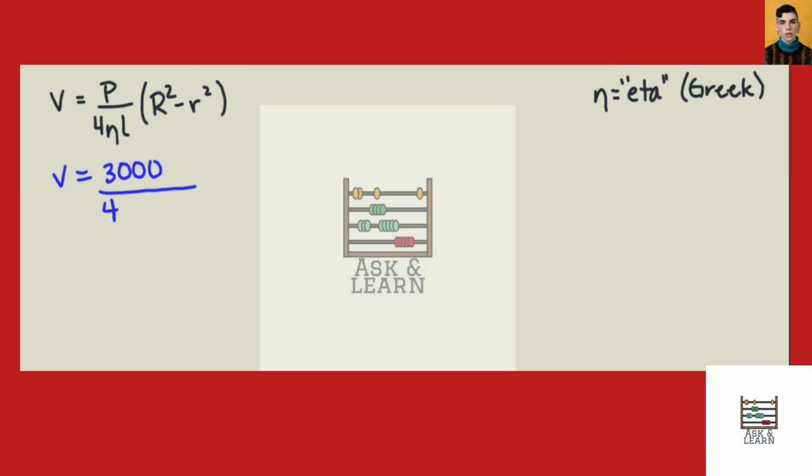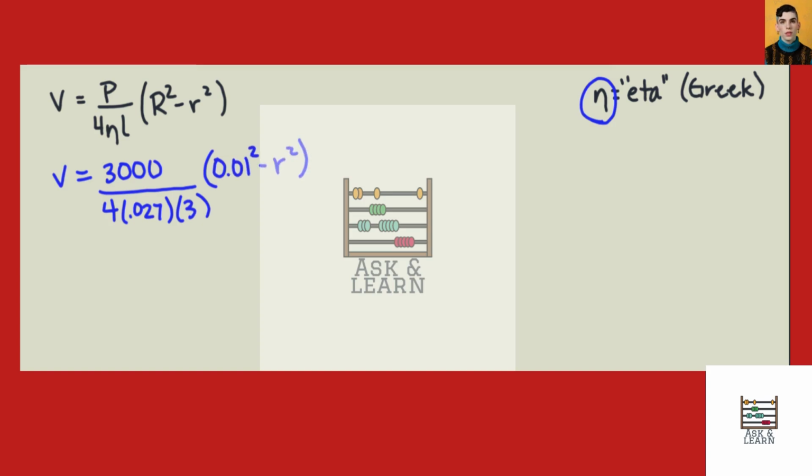and the value of eta, which is that one that looks kind of like an N, it's a Greek letter, or maybe it's pronounced eta. The value of eta is given as 0.027. The length is given as 3. The radius of the blood vessel is given as 0.01.